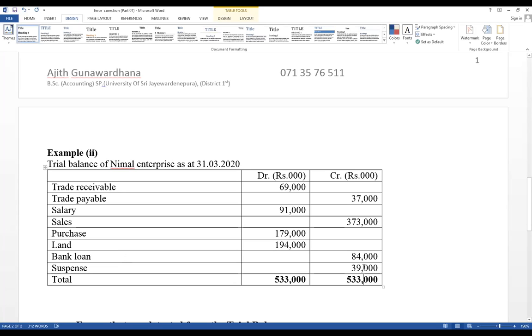Suspense account is not an asset, not a liability, not income, not an expense, not equity. Suspense account arises because there are errors.